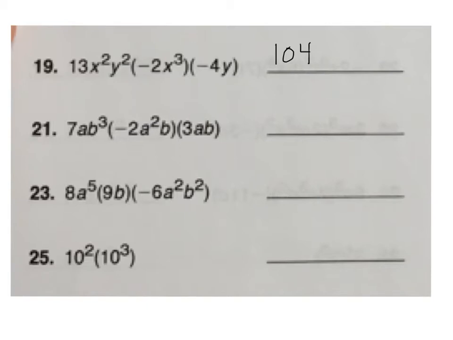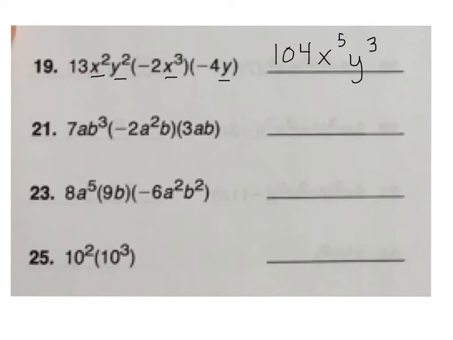And then now you're doing x squared times x cubed, and there's no x in this last one. What's x squared times x cubed? X to the 5th. You're multiplying like bases, so you add their exponents. And then I'm going to do y squared times y, which is y to the 3rd power. Right? Okay, let's look at 21.